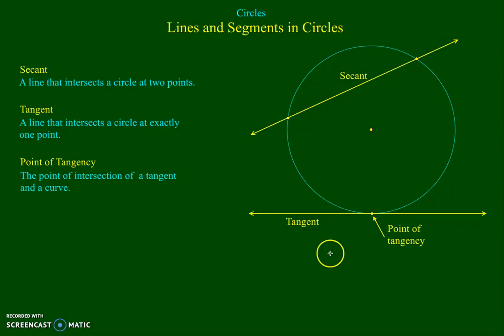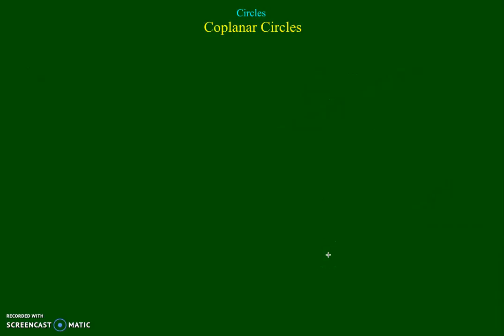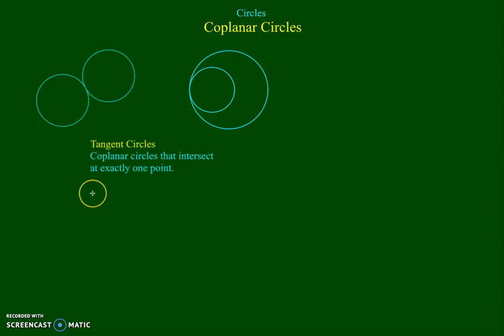Now let's take a look at how some of these objects interact. I'm going to start out this discussion by looking at circles that are in the same plane, or coplanar circles. The first group are called tangent circles, and they are coplanar circles that intersect at exactly 1 point. Here we have two circles intersecting outside each other, and here we have one circle inside another circle, also intersecting at 1 point. So those are coplanar circles.